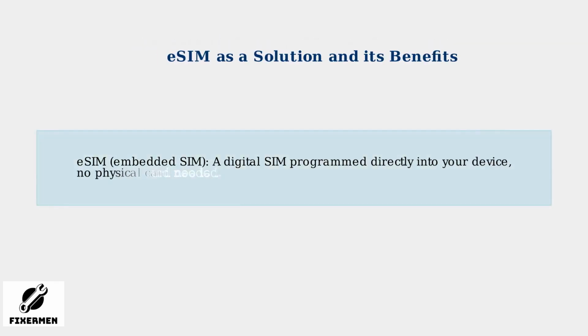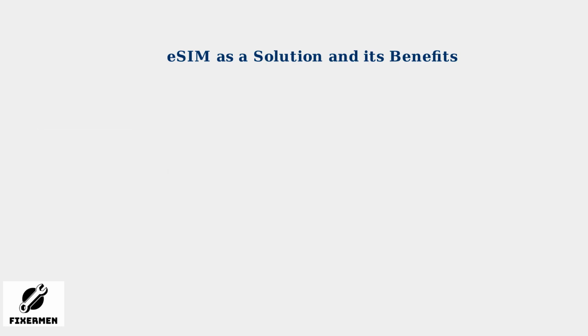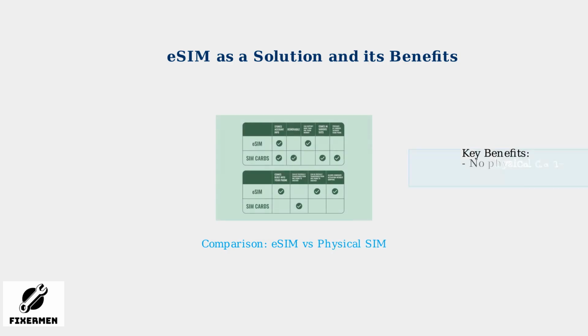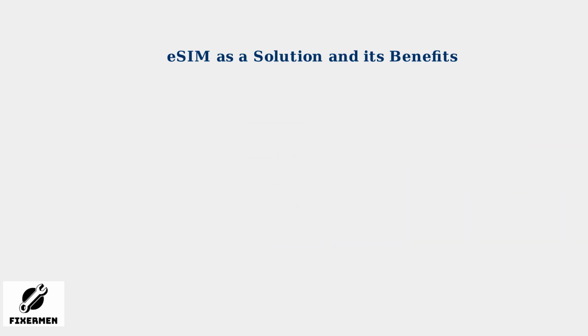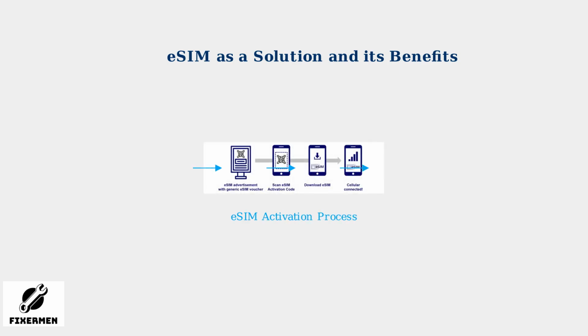Consider switching to an eSIM if your device supports it. eSIMs are digital SIMs programmed directly into your phone, eliminating physical SIM card issues. AT&T has been pushing eSIM adoption, and it can be a more reliable solution. Unlike physical SIM cards, eSIMs offer several advantages. They cannot be lost or damaged physically, support multiple phone numbers, and can be activated instantly without needing to insert a card. Activating an eSIM is straightforward.